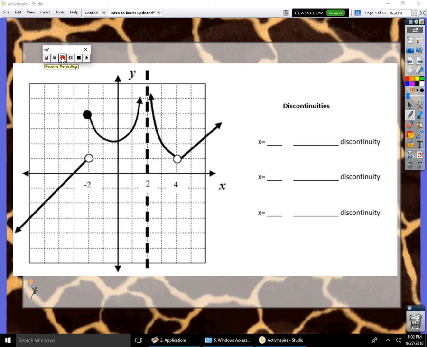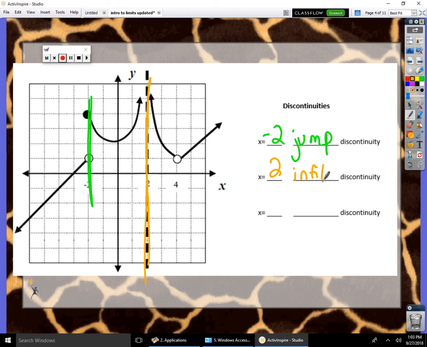Okay, so where's the first place there's a disconnect? What value? At -2, right here. And what type of discontinuity is that? It is a jump, okay? And the next type of discontinuity? At 2. And what type is that? It is an asymptote, but that is not the name of the discontinuity. Infinite. I understand that. I don't make the rules or the vocabulary. It's called infinite because they're headed towards infinity. Okay? All right.